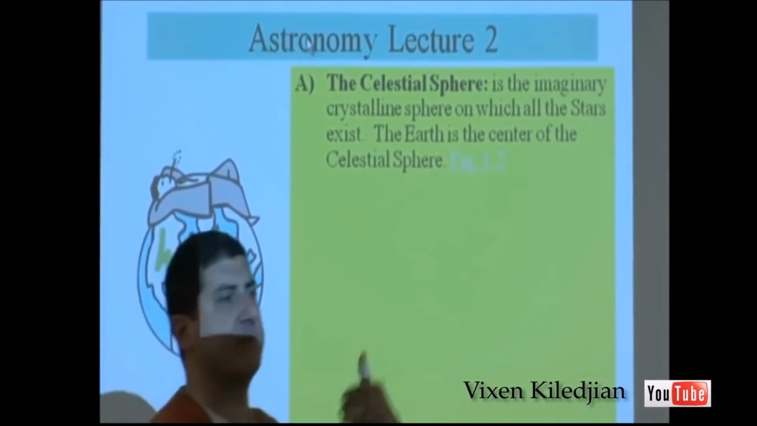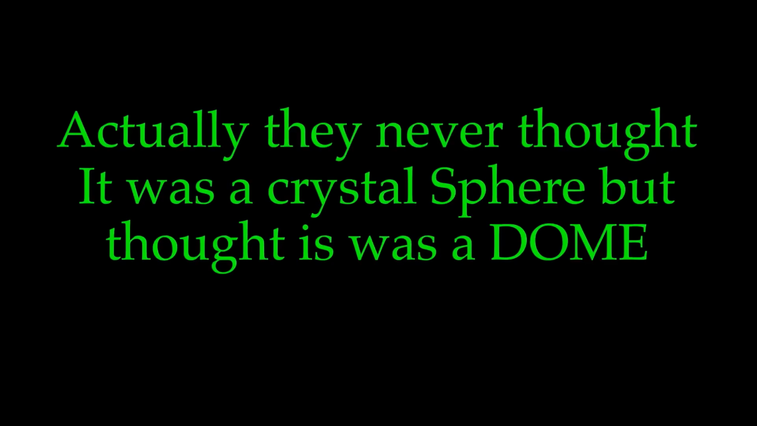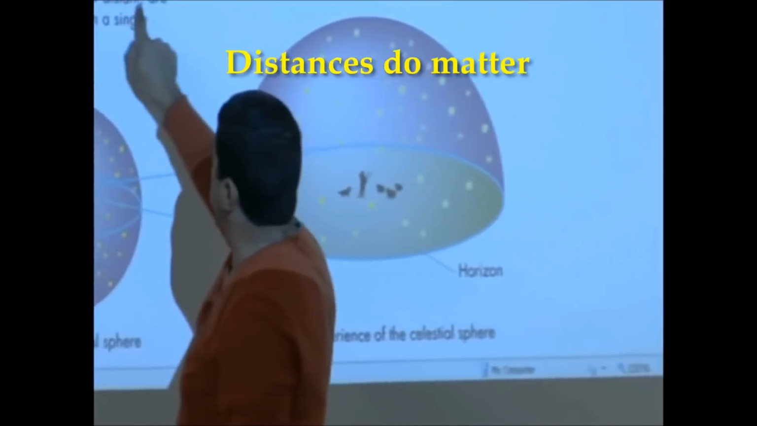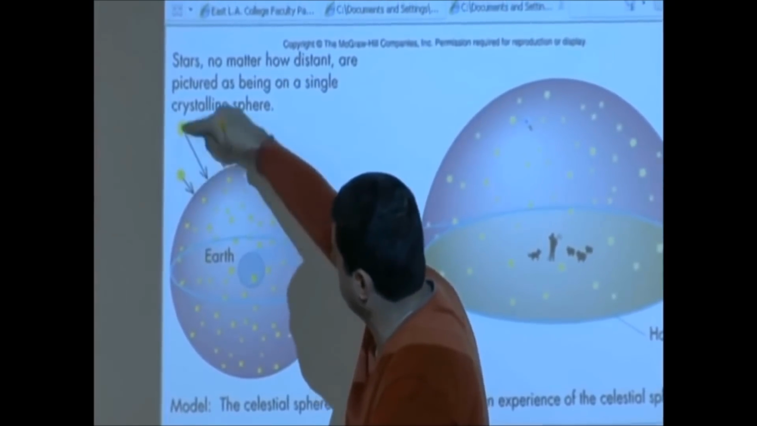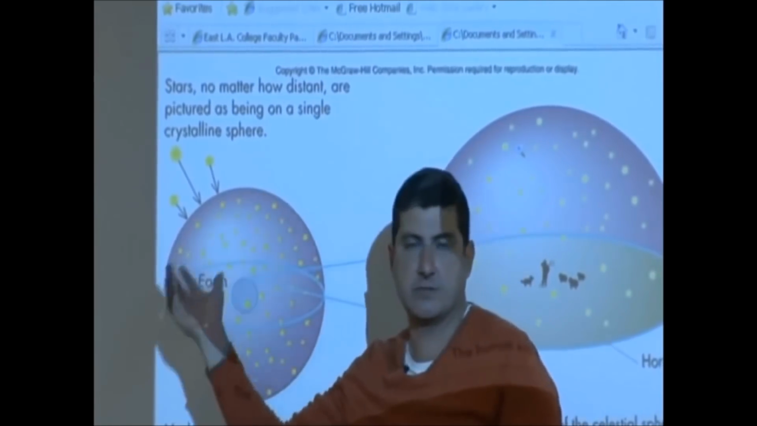So we get this idea back from the Greek times when they actually used to think that stars are on a crystal sphere. Actually, they never thought it was a crystal sphere, but thought it was a dome. Our forefathers knew about a flat Earth and a dome. Okay, but of course now we know that that's not true. Stars, no matter how distant, are pictured as being on a single crystal sphere. So bring them down, and then now state where are they located on that sphere, you see?